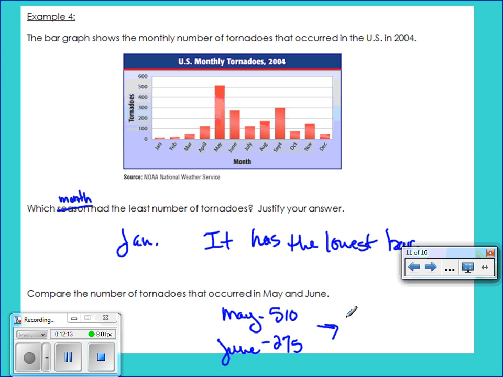How many more? Like, if you were going to estimate, about how many more? About 225. Okay, about 225. So about twice as many tornadoes in May than June, right? Okay. About 2 times the number in May. So May was a much more active tornado month during 2004 than June was, although June wasn't too shabby itself, but May had the most.